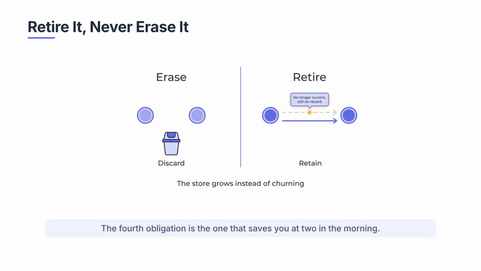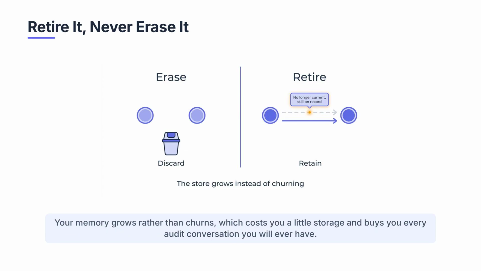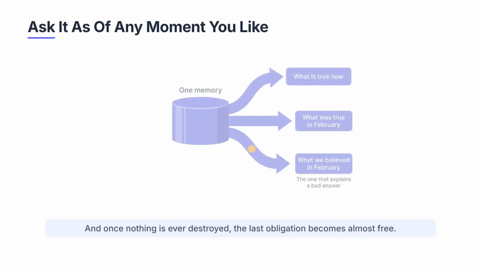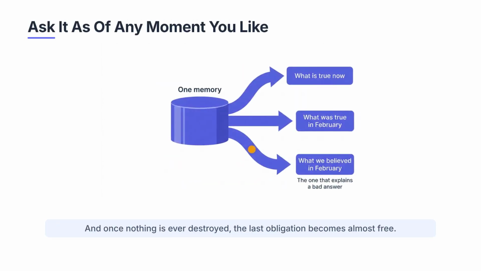The 4th obligation is the one that saves you at 2 in the morning. When Priya takes over the role, the honest move is not to delete Dana's fact. It is to mark where it stopped applying and leave it exactly where it is. The old fact is still there, still queryable, still pointing back at the document it came from. Your memory grows rather than churns, which costs you a little storage and buys you every audit conversation you will ever have. And once nothing is ever destroyed, the last obligation becomes almost free.